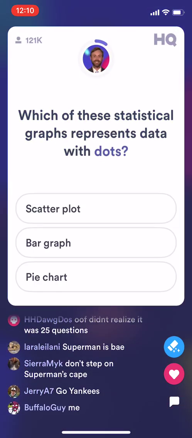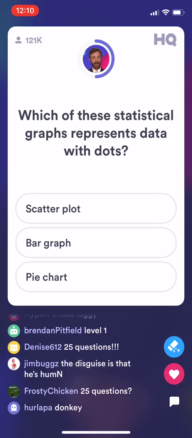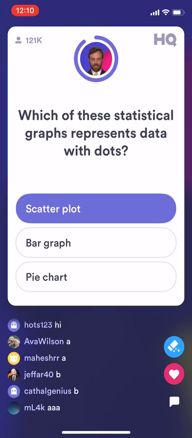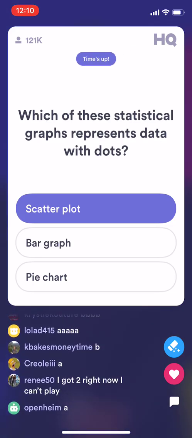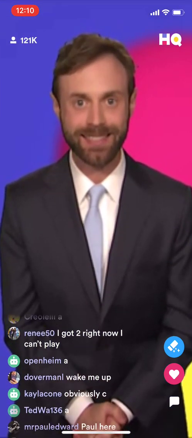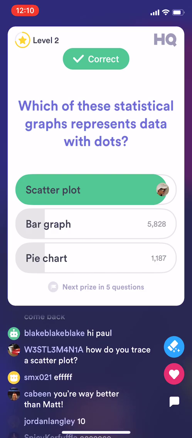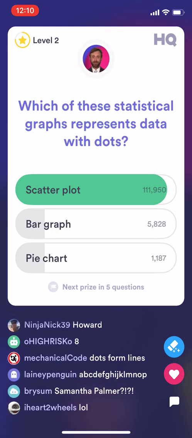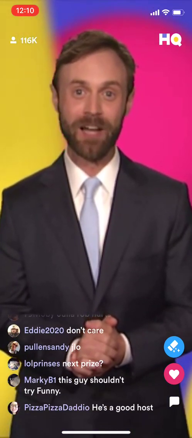Which of these statistical graphs represents data with dots? Scatter plot, bar graph, pie chart. All right, a scatter plot uses dots on X and Y axes. Scatter plot was correct. Who got it right? 111,950 mathematicians.